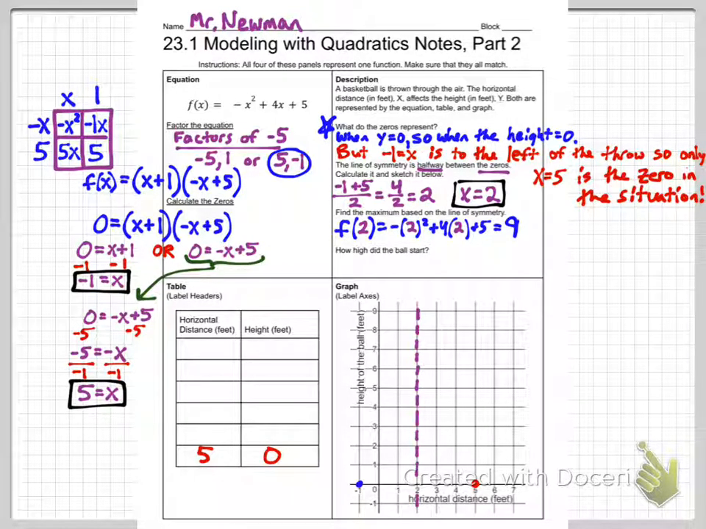-4 plus 8 plus 5 equals 9. So the point is (2, 9). I'm going to plot that point right up there at the top, and I'm going to write it in the table as well.